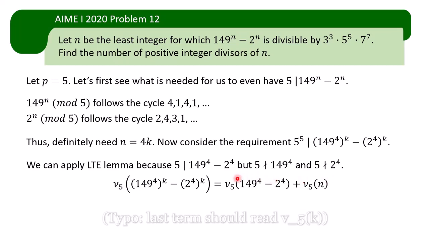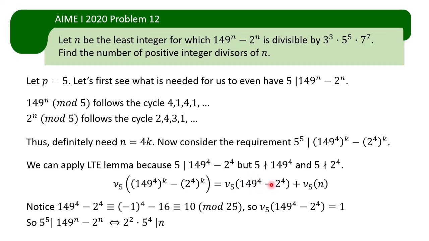And so let us investigate what this value is. It's actually not hard to evaluate once you have a concrete number here. But the quickest way is to see that 149 is congruent to minus 1 mod 25. So this thing is congruent to minus 1 to the power of 4, minus 16, which is congruent to 10 mod 25. So this thing is not divisible by 25. So v of the expression is equal to 1. So this is 1. In order for the left side to be at least 5, v of n must be at least 4. Oh yes, this is supposed to be k, sorry about that. So this is v of k.